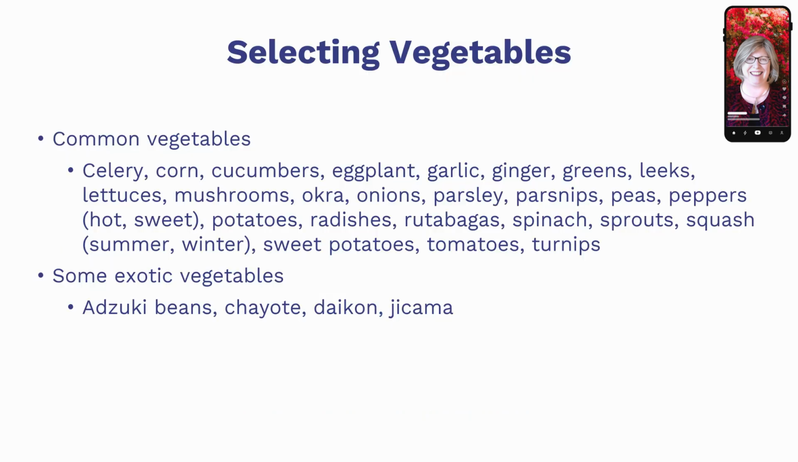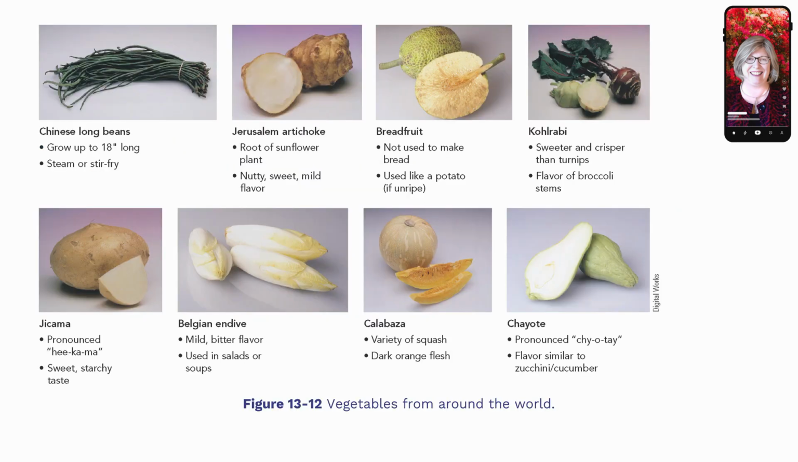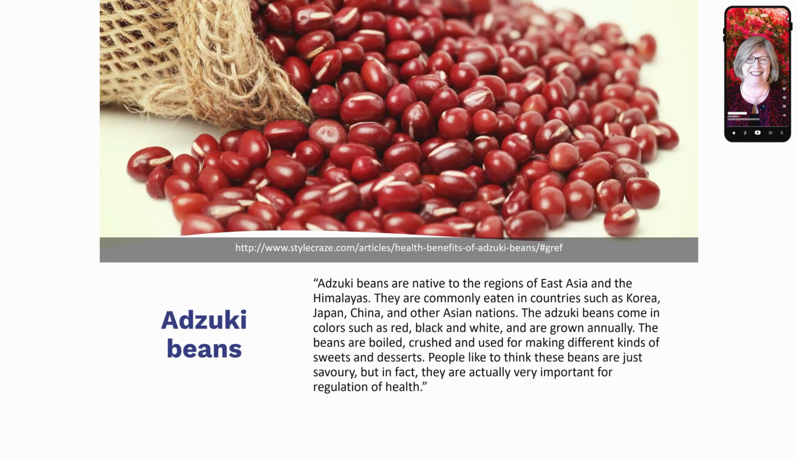It's just a list of some common vegetables. And the reason they give you those is to contrast with some exotic vegetables that you may or may not have ever seen or tasted. These are some vegetables from around the world. We have Chinese long beans, Jerusalem artichoke, breadfruit, kohlrabi, jicama, Belgian endive, calabaza, chayote. Here's some more information about some of those exotic vegetables.